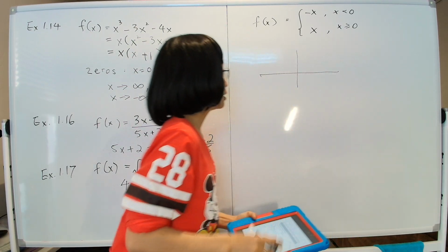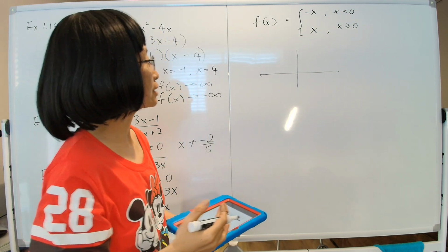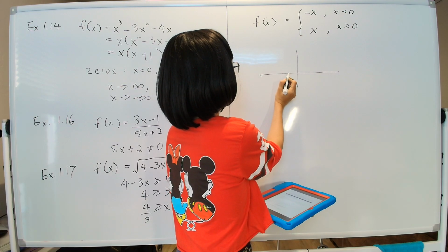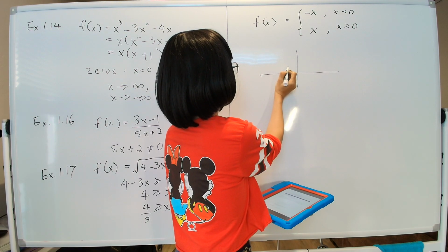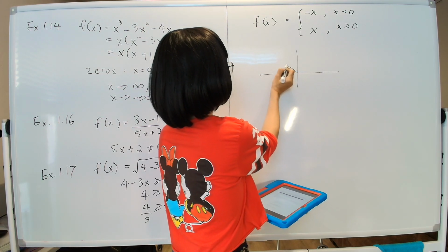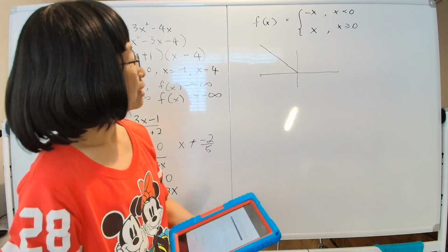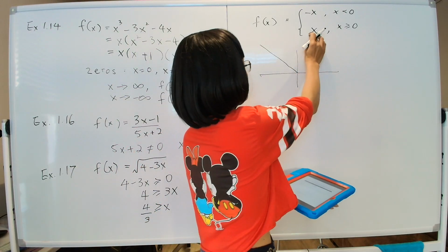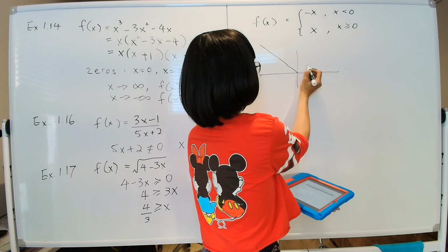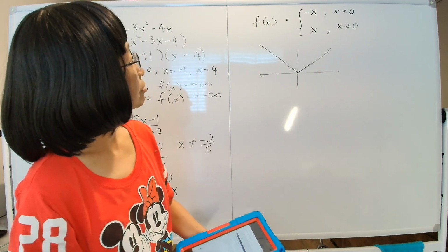Okay, here's your Cartesian plane. So when x is less than 0, f of x is minus x. So when x is minus 1, y is positive 1. So it's something like this, right? It goes, when x is negative 1, y is positive 1. So it goes like that. Whereas the other one, when x is positive 1, y is also positive 1. So it goes like this. So there is your graph.